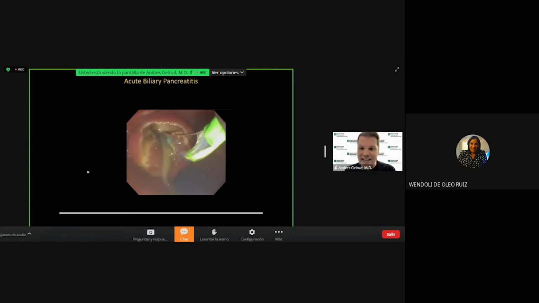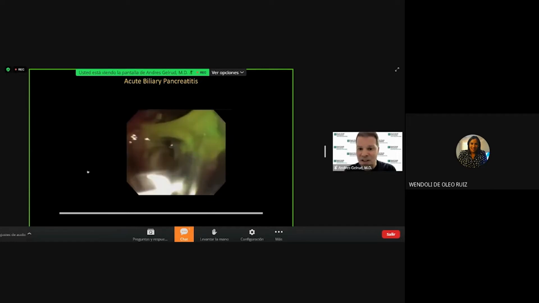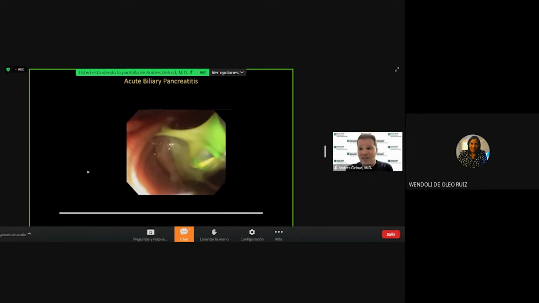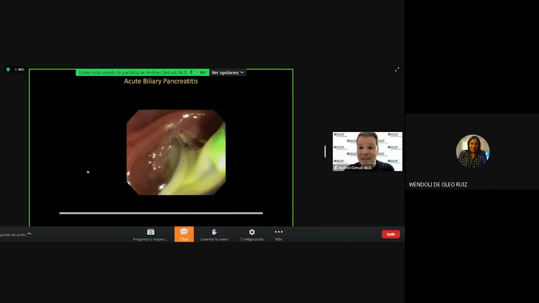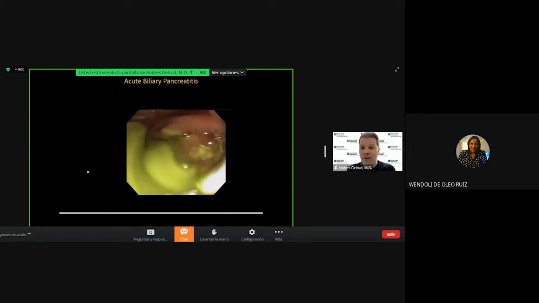That drainage that you see there, it's literally pus coming out. And look here at even more pus coming out. So again, are we treating the pancreatitis? Are we treating the stone? Or are we treating ascending cholangitis? We know that ascending cholangitis is a medical emergency. So independent of the etiology, you have to go in and treat and decompress these patients when they have ascending cholangitis.